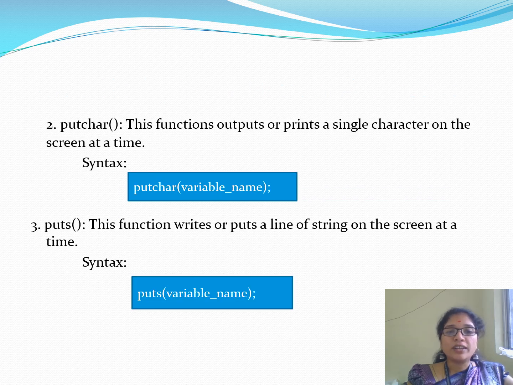And then putchar: this function is mainly used to print the output as a single character on the screen at a time. This is the syntax for putchar function. And then puts is a function to write a line of string on the screen at a time. This is the syntax for puts function.